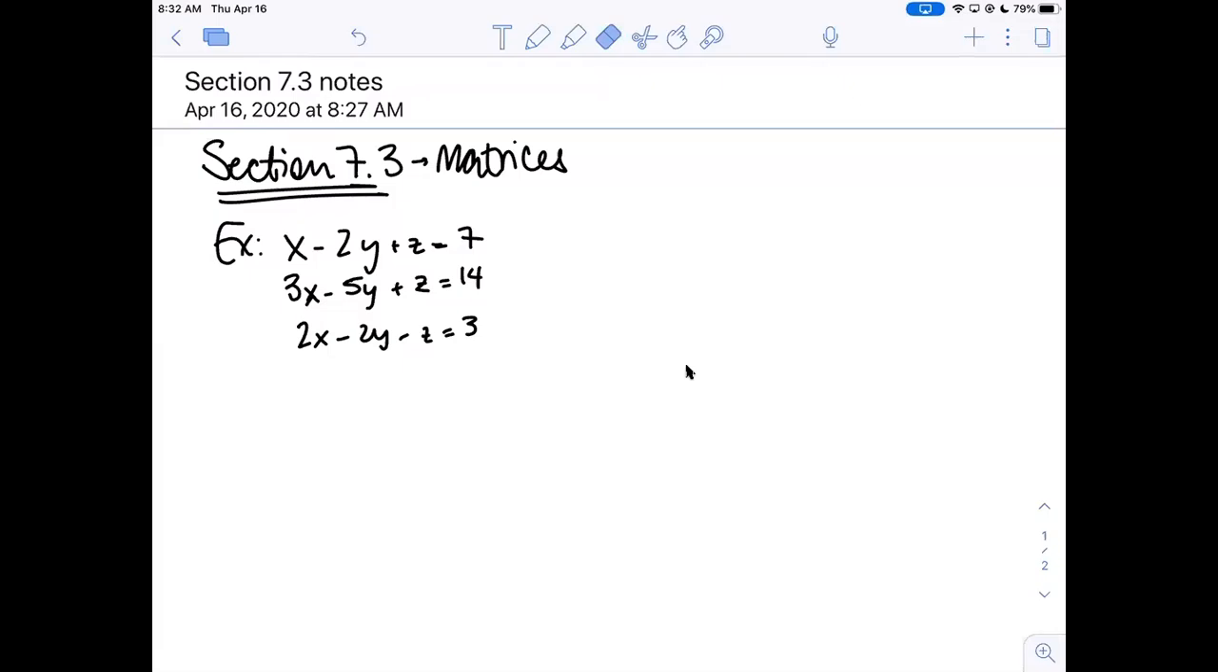Hi guys, today we're doing section 7.3. We're doing more specifics on matrices and solving them and row operations. We can go way more in depth, but we're only spending a little bit of time on this.